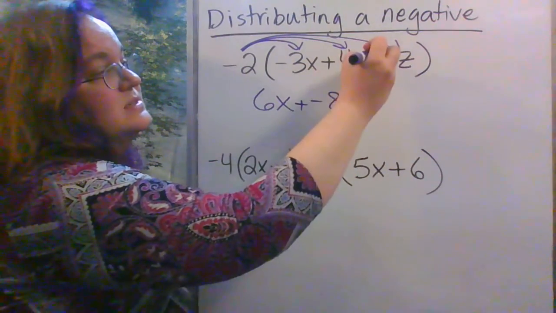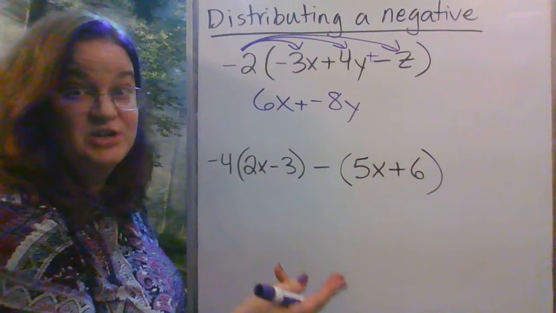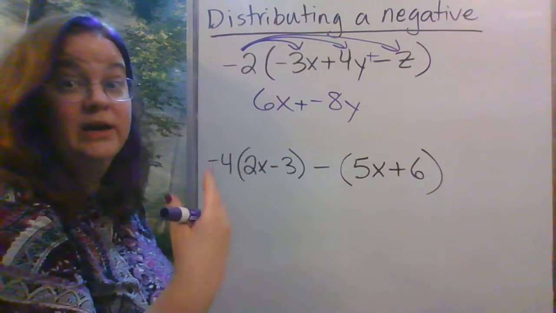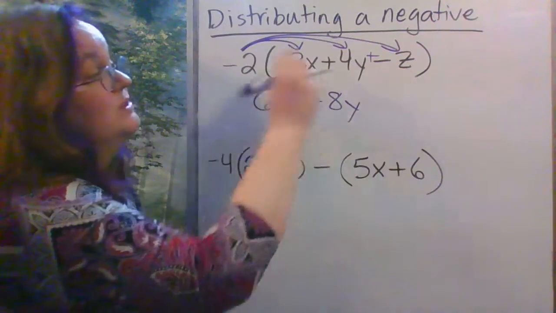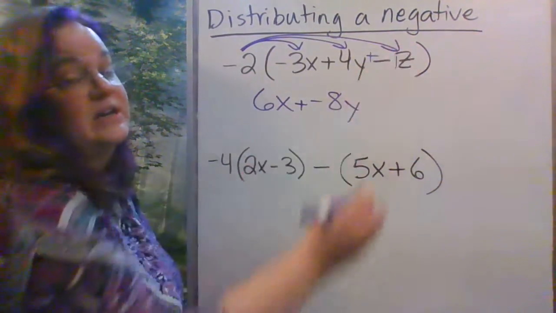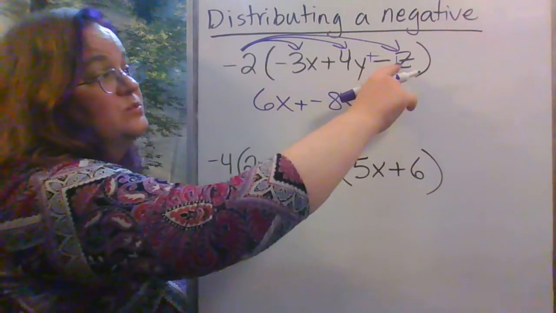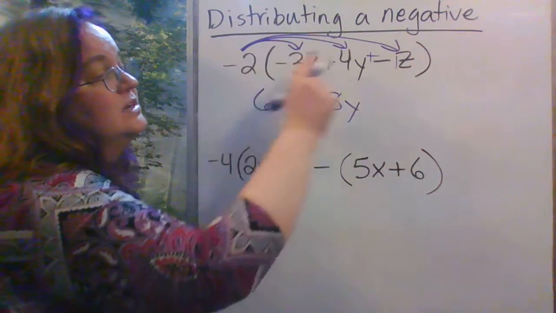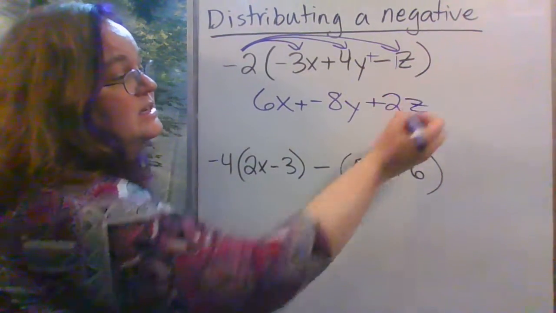Now this is a minus sign, but remember I can think of it as plus a negative. It helps me especially to think of it that way when I am distributing, because subtracting a positive number is the same as adding a negative number. So -2 times -z, remember that's -1z. If there's no coefficient listed, there's no number, it's a 1. So -1z, -2 times -1 is positive 2z.